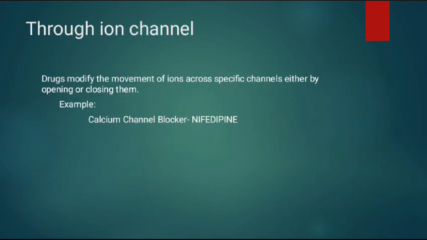Next mechanism of action is through ion channels. Drugs modify the movement of ions across specific channels either by opening or closing them. The example is a calcium channel blocker, that is nifedipine.